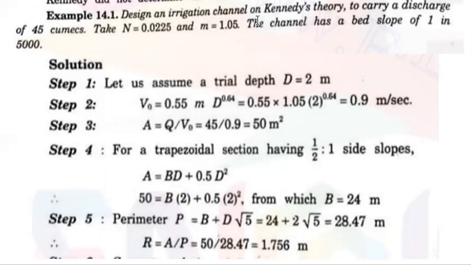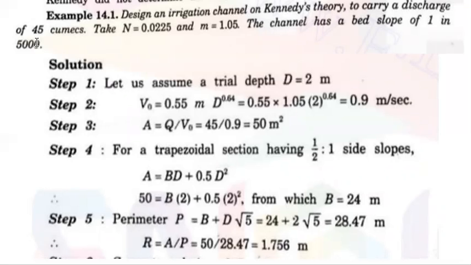Design an irrigation channel on Kennedy's theory to carry a discharge of 45 cubic meters per second. Take n is equal to 0.0225 and m is equal to 1.05. This channel has a bed slope of 1 in 5,000. As I said earlier, first you have to assume the depth. Let's assume D is equal to 2 meters, and you can use the critical velocity formula, V is equal to 0.55 m D power 0.64, and you can find the value in meters per second.